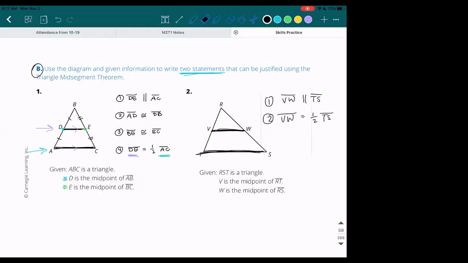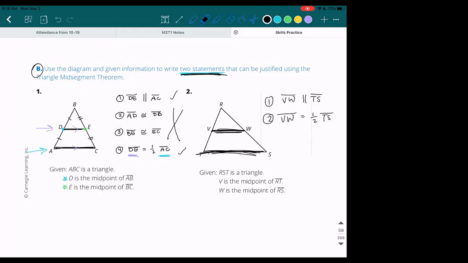So those are our two statements. VW is half of TS. Because I just realized it says two statements, so we don't need to write these middle two. We just write the first and the last. The middle two are still true. It's just that they're not the two statements that they wanted. So we write that they are parallel, and then we write that the shorter one is half of the bigger one.